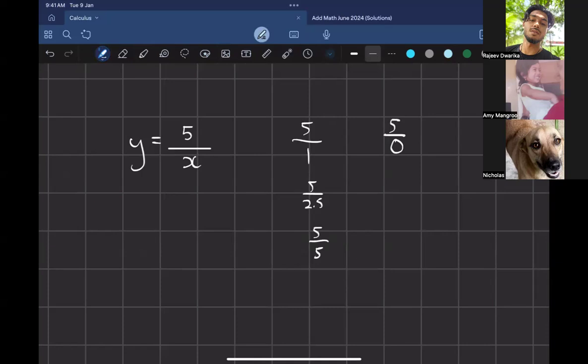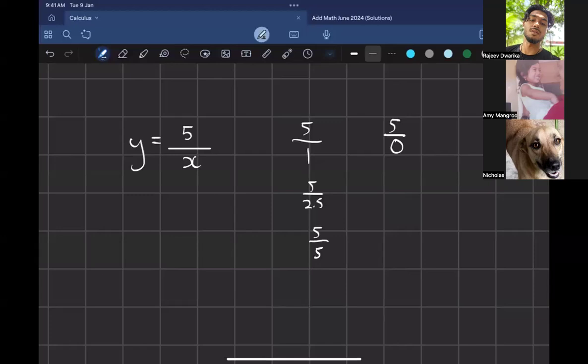Because tell me, how many zeros would it take to make 5? You cannot make five with zero. So that makes the function undefined. You should probably make a note about that.